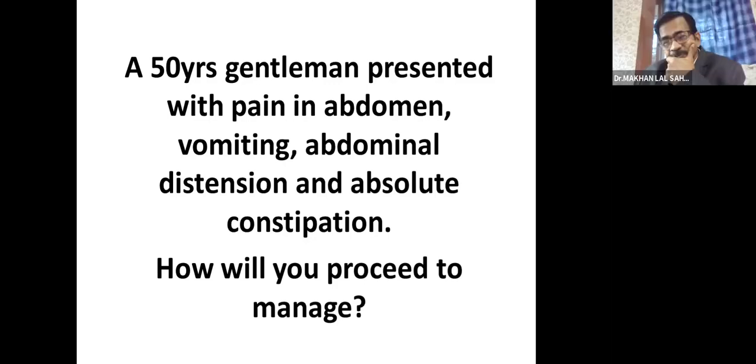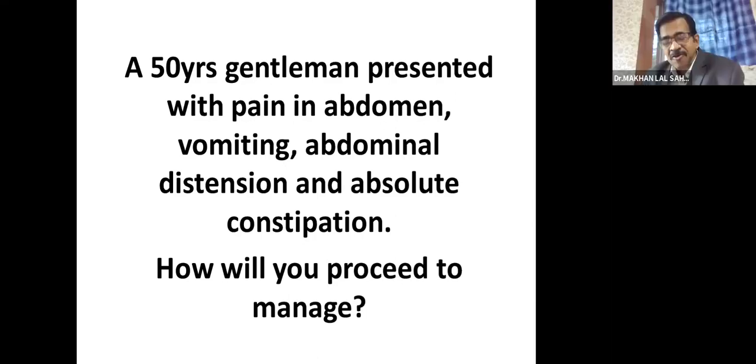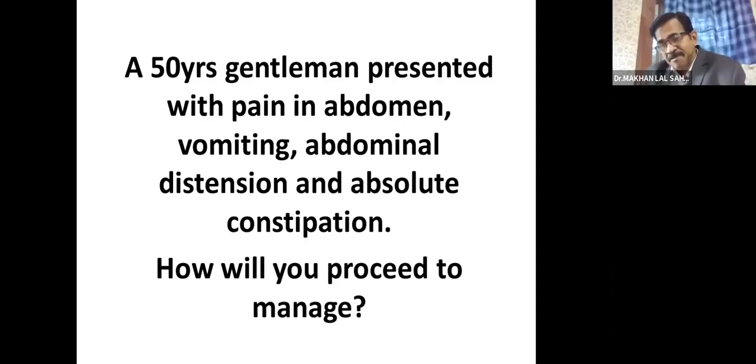So now, a lot of questions are to be asked. You understand? If you say these are the important causes, you need to ask a lot of questions. Adhesive obstruction will be diagnosed by what? Whether the patient has had any previous operation or not. Operation history, yes. Then hernias: you can ask whether he has swelling in the groin, and whether the swelling has become recently irreducible.